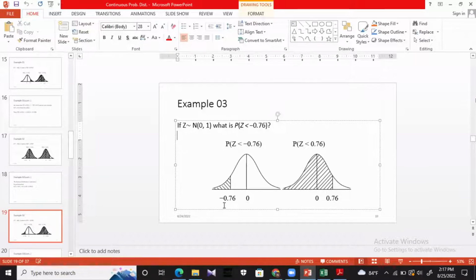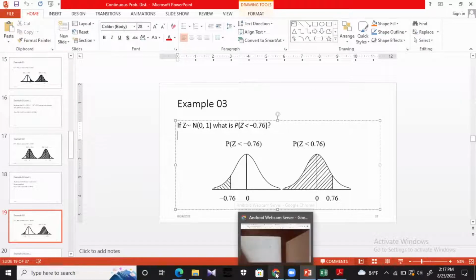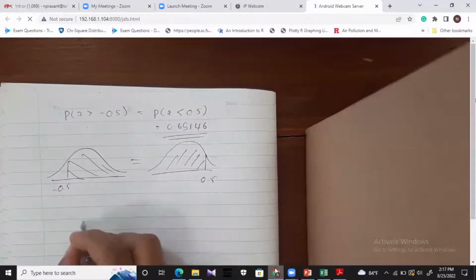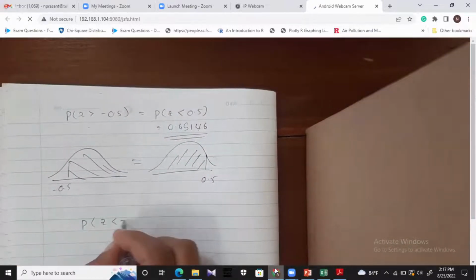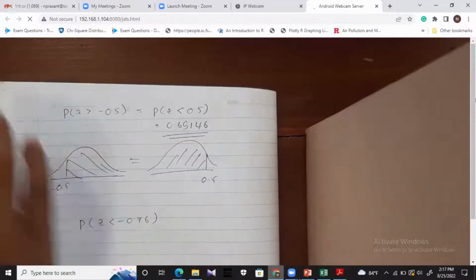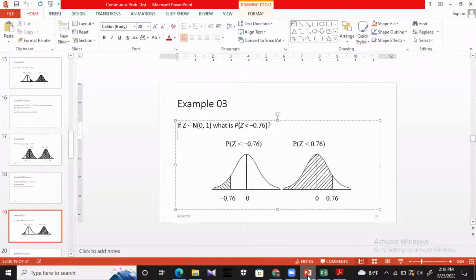Since the table doesn't have negative values of Z, we are going to use symmetry of the distribution to find the required probability. So Z less than minus 0.76 is similar to Z less than, it is not similar to this one. Okay, give me a second, I will explain it. Now we want to find P of Z less than minus 0.76, no, right? Minus 0.76, this one.